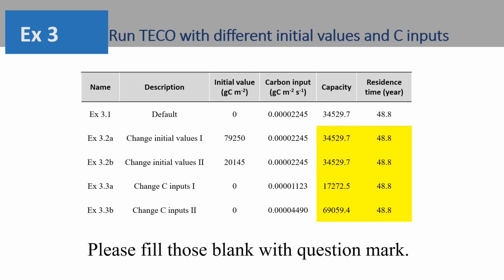Let's summarize the simulation in exercise 3. Different initial values don't result in different capacity and residence time. Different carbon input result in different carbon storage capacity, but not residence time. Carbon storage always changes towards the carbon storage capacity in all these cases.